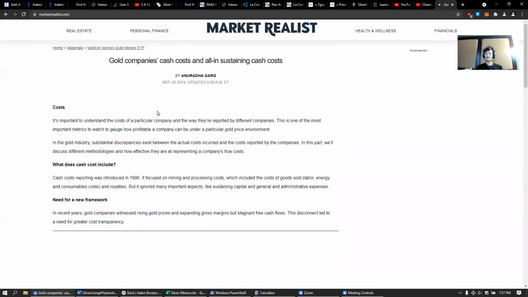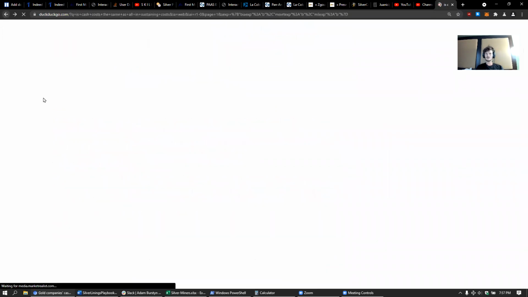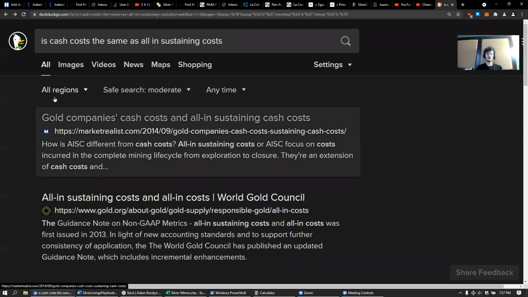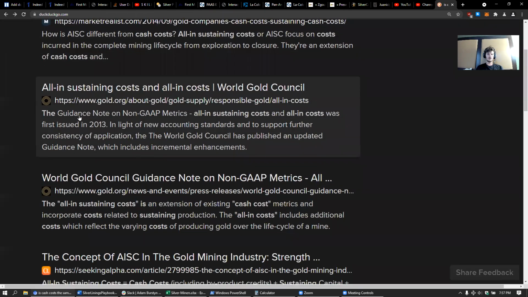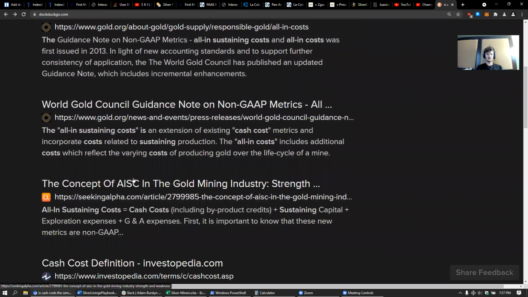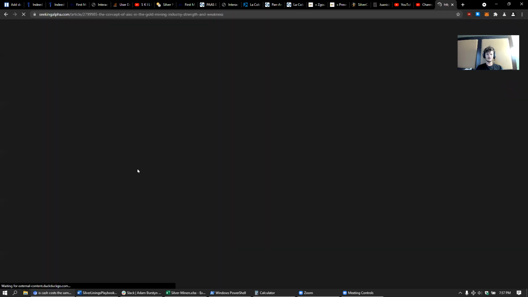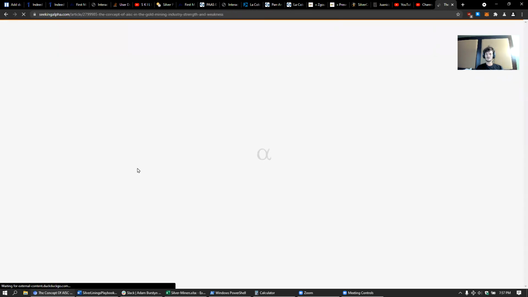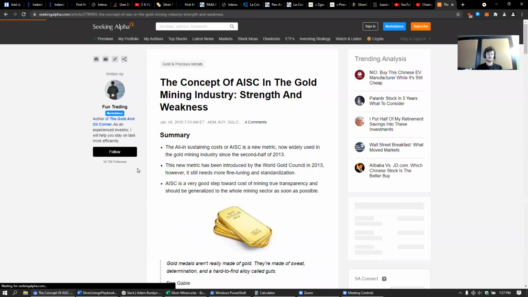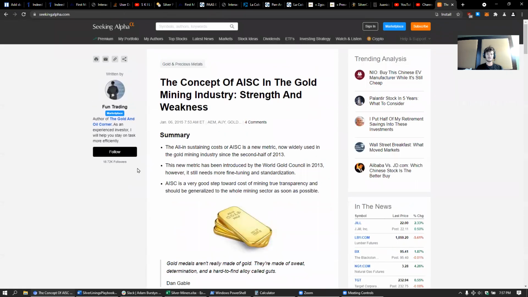Okay, well, that is a pretty good article. Pretty short, but it gives a very good idea of the issue of using cash costs. Let's look at this other article.